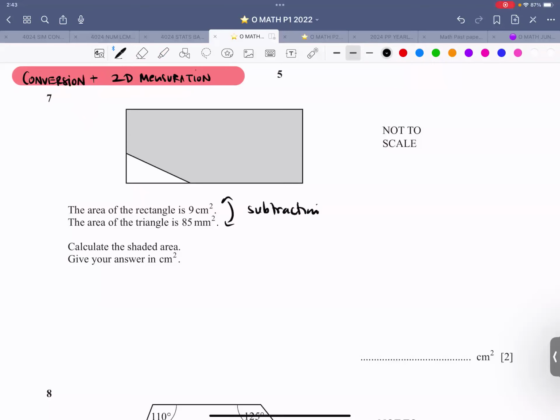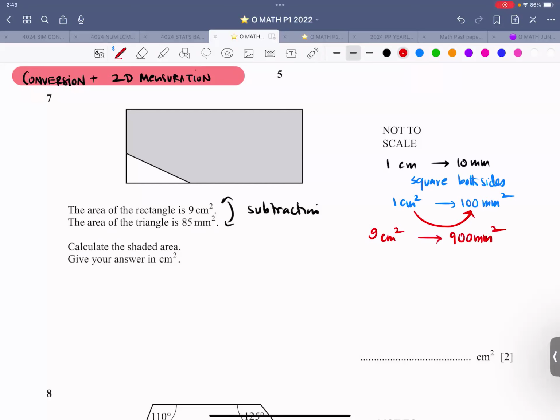Now your choice, whether you work in centimeter square or in millimeter square. Let's see which one is more convenient. 1 centimeter is 10 millimeter. And if I square both sides, then what do I get? 1 centimeter square is 100 millimeter square. I don't want to work in decimals. I want to work with a lot of zeros. So let me convert centimeter square into millimeter square. So 9 centimeters square is 900 millimeters square.